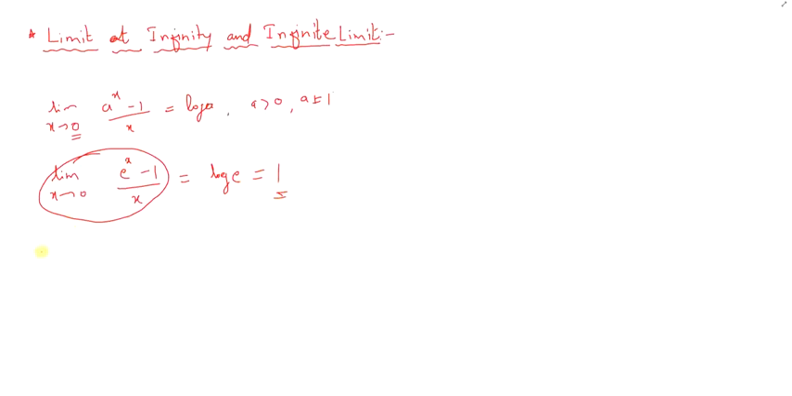The next result is that limit x extends to 0, 1 plus x raised to 1 by x is equal to e. Remember this one. And limit x extends to 0, log of 1 plus x by x is equal to log e, but log e is equal to 1, hence its answer is 1. So these are some results we have seen in yesterday's lecture.